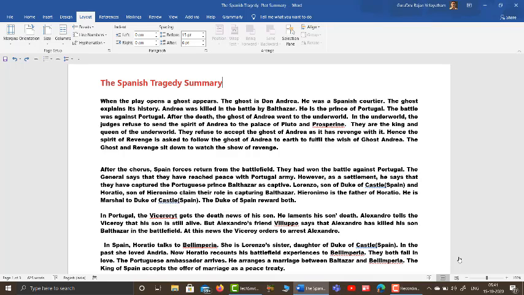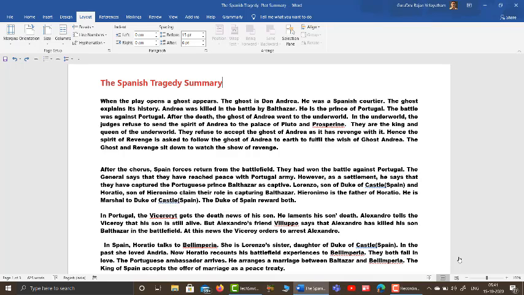Hieronimo is the father of Horatio. And the Marshal, who is Hieronimo? The Marshal is our home minister. So he is a marshal to the Duke of Castile, in Spain. But the king of Spain rewards both, that is his son and the son of Hieronimo. This happens in the first scene.